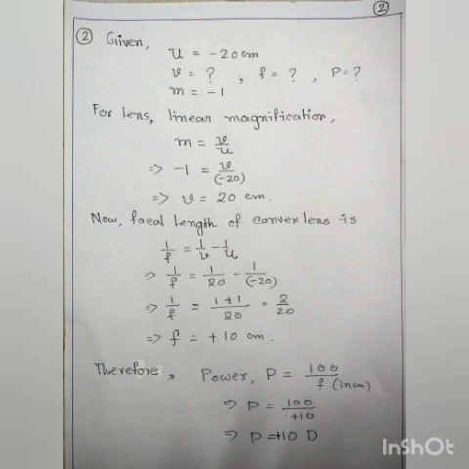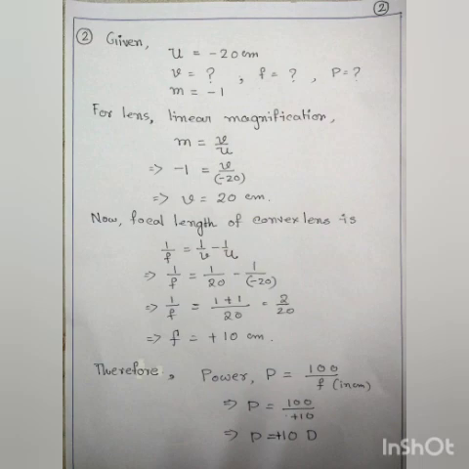Now here the given informations are the object distance, that is minus 20 cm, as u is always negative, and the magnification m is equal to minus 1. And our target is to derive the power of the lens, means P equals 1 by f. If we want to derive power, we have to derive first the focal length.